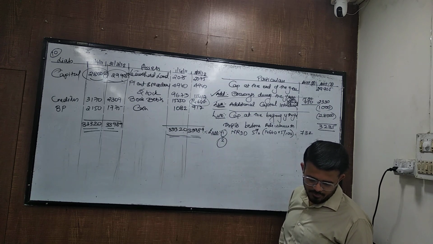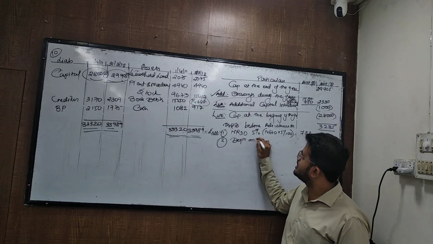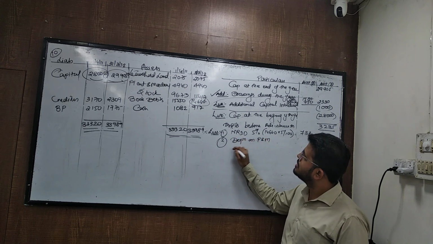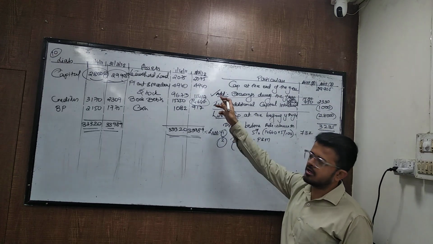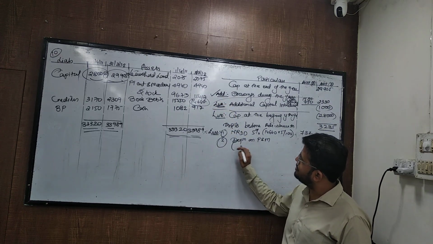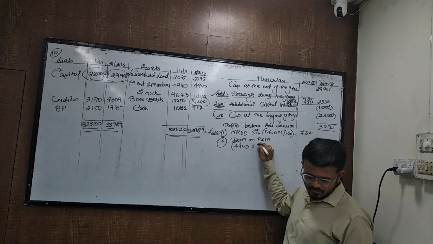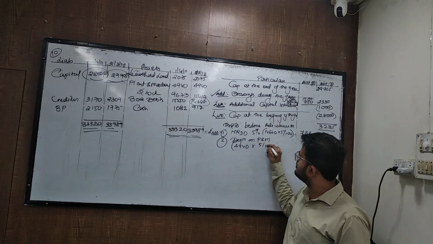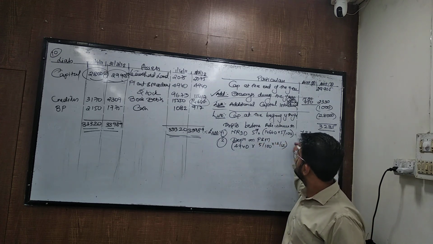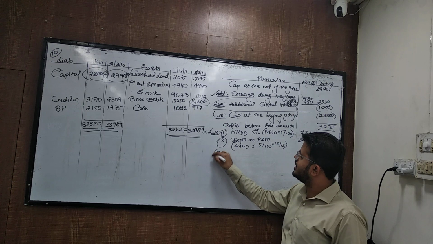Book debts are debtors. 5% depreciation to be written off on plant and machinery. Kis pe lena hai? Opening pe ki closing pe? Closing. Dekha abhi agar aapne closing dash kar diya hota to hota hi nahi hai boss. To hone hi wala hai. Plant and machinery nil ho hi nahi sakta. 4940 pe 5% for full year. 247, right?